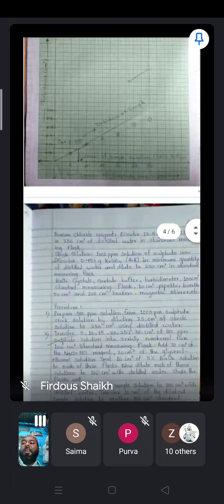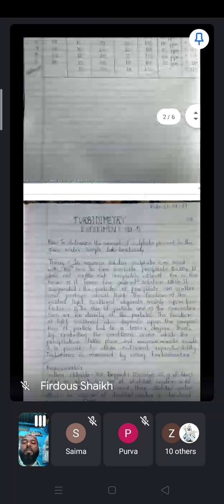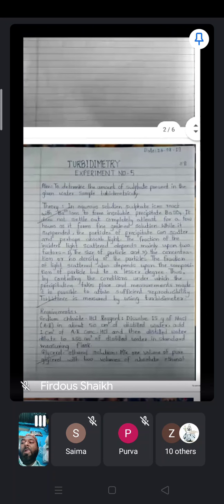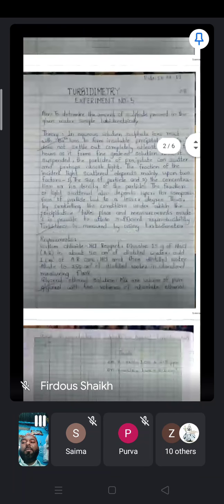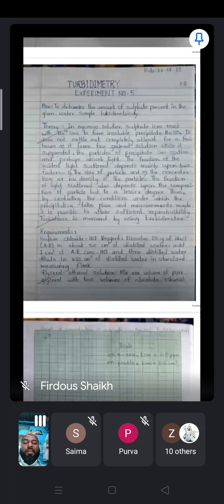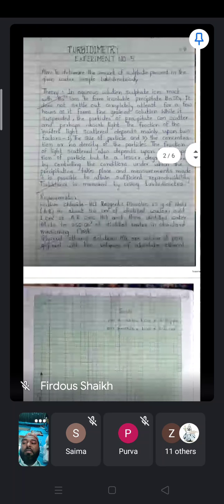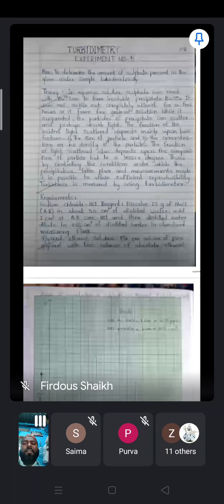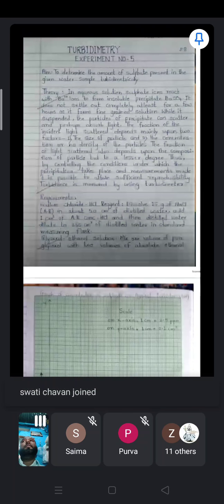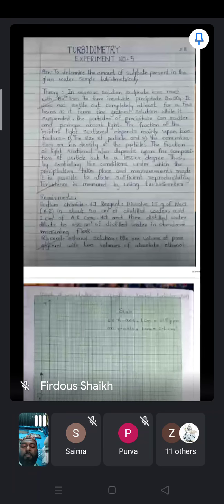Okay, it is again a very simple experiment. It was the last experiment of analytical chemistry. In it we have to determine the amount of sulfate ion present in the given water sample turbidimetrically. What is turbidity that we have seen? Turbidity is nothing but, as I said in the example, if you want to see turbidity, take water and add a few drops of milk in it, and turbidity will appear.